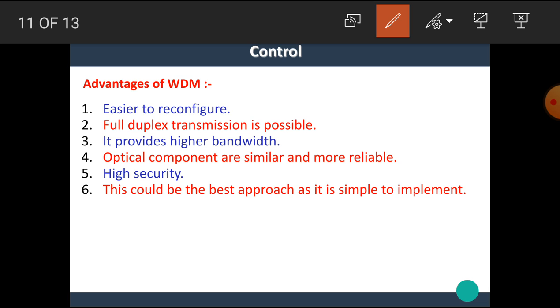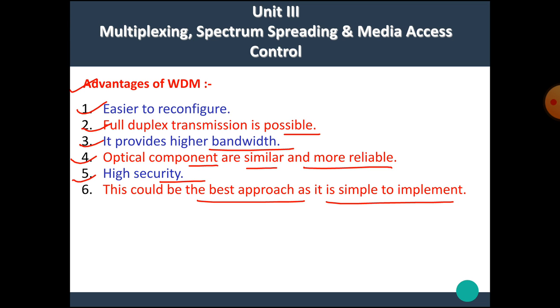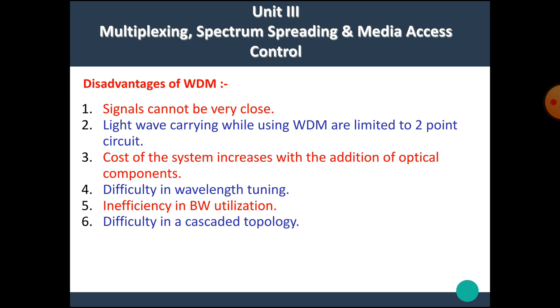Now, let's see some advantages of wavelength division multiplexing. The first is that it is easier to reconfigure. Full duplex transmission is possible. It provides higher bandwidth. The optical components are similar and more reliable. Wavelength division multiplexing has the highest security. This could be the best approach as it is simple to implement. These are the advantages of wavelength division multiplexing.